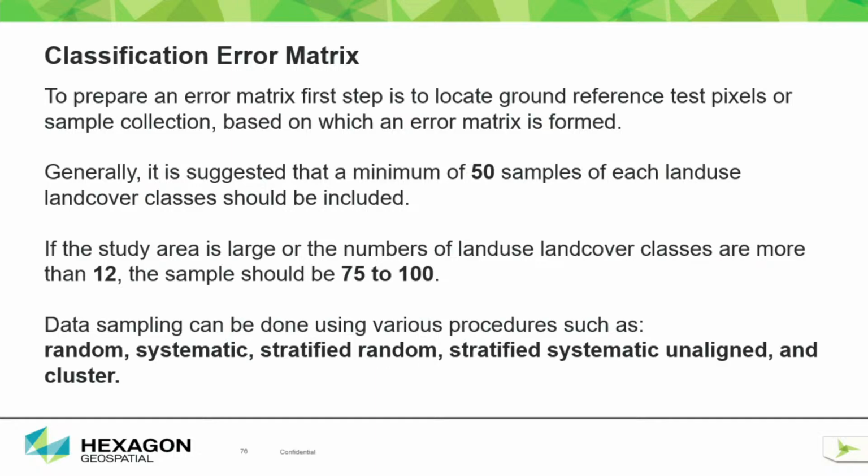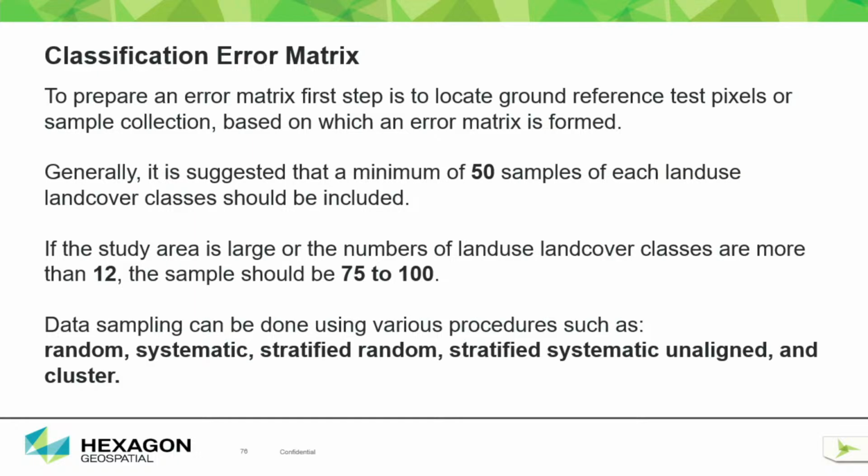To prepare an error matrix, the first step is to locate ground reference test pixels, or the sample collection. So we will go to the field for the sample collection, and generally it is suggested that a minimum of 50 samples of each land use land cover class should be included. How many samples do you have to collect? 50 samples for each and every class. Suppose you have 10 classes, so how many points do you have to collect? Simple, 10 into 50, 500.